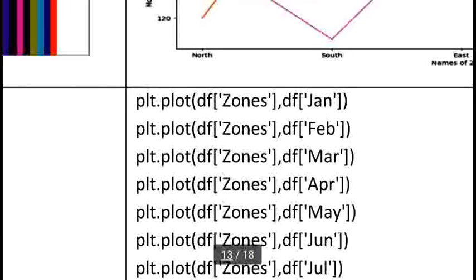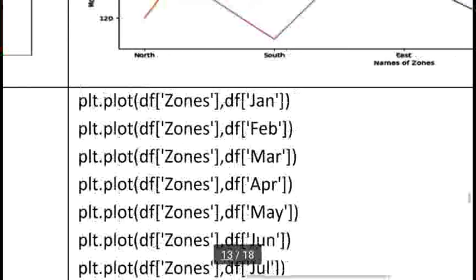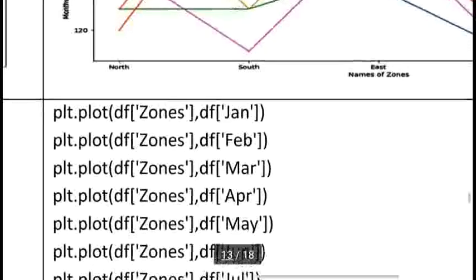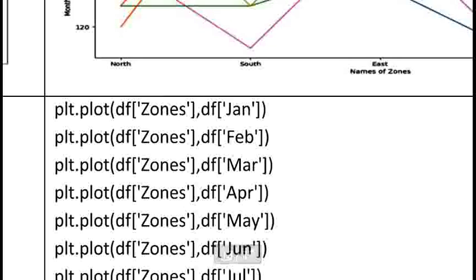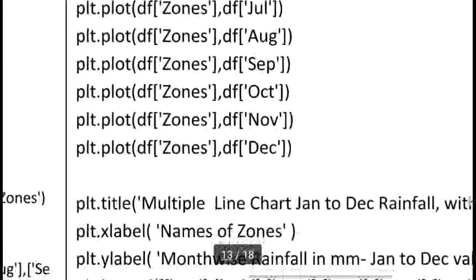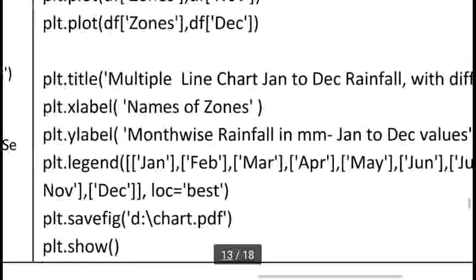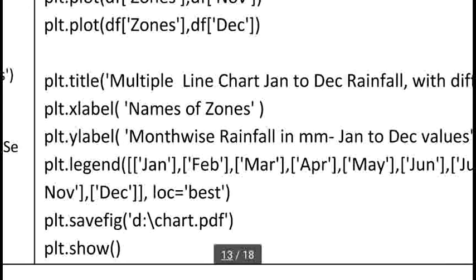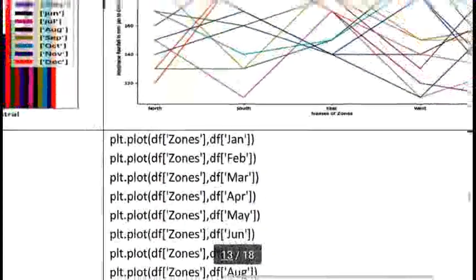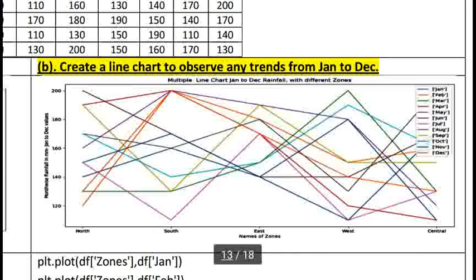On the x axis df.zone is common, but the month is different. So here I'm using df.jan, df.feb, march, april, may, june, july, august. This is a very simple thing, and for the title we can use multiple line chart. X label, y label, legend we can use, and we can save this figure in the D drive chart. Then plt.show. You can see with the help of this concept we can create this chart.